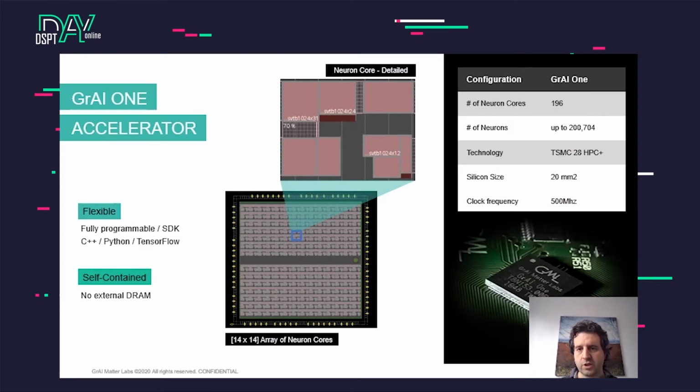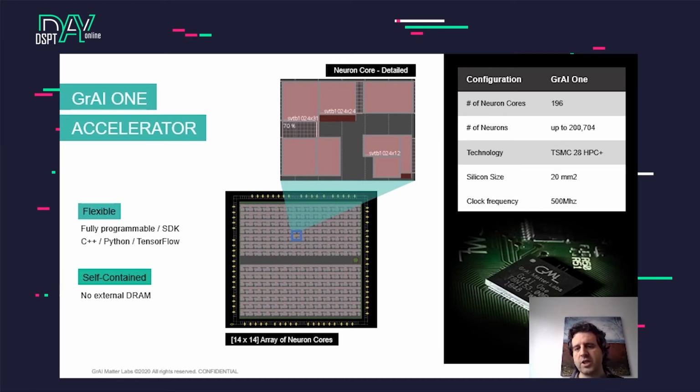So we have actually made a demonstrator for this. We have a cheap hardware that implements a small instance of our architecture. It can only handle about 200K neurons. It has 196 neuron cores, and it's a modest piece of silicon with 20 square millimeters running at 500 megahertz.